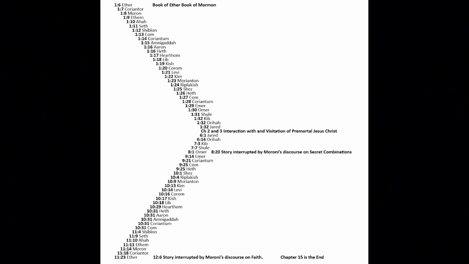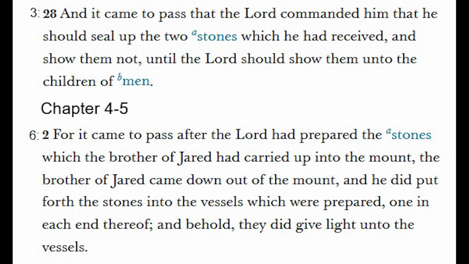Oh, before I do that, I'm going to go back and talk about the part in chapters 4 and 5, because at the end of 3 it says, "It came to pass the Lord commanded him that he should seal up the 2 stones which he had received, and show them not until the Lord showed them unto the children of men." And then after Moroni talks, "For it came to pass that after the Lord had prepared the stones which the brother had carried up to the mount, the brother came down out of the mount, and he did put forth the stones into the vessels which were prepared, one end of the other," and so on.